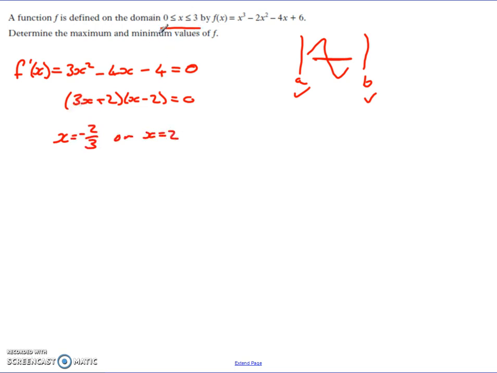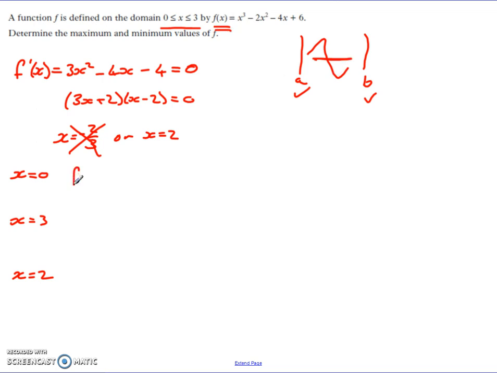However, look at our domain. X is between 0 and 3. Negative 2/3 is outwith that, so this one here I can actually ignore. So what I then know is my maximum is going to occur at either x equal to 0, x equal to 3, my two limits of my domain, or x equal to 2. So I've got these three now, substitute them into this, and I'll be able to tell you which is the maximum and minimum.